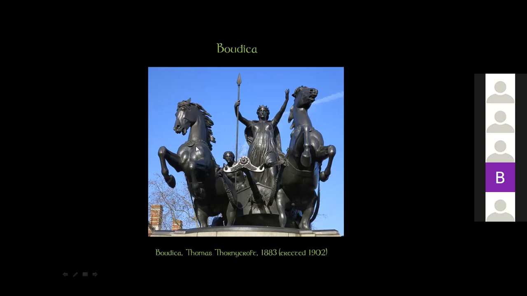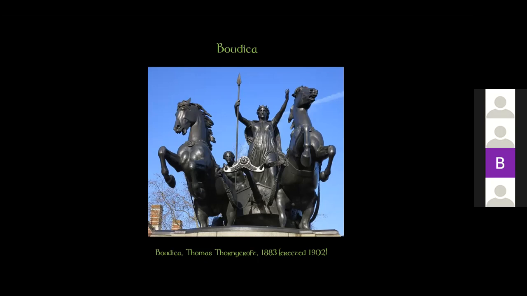So this statue was commissioned by Queen Victoria. You can see down the bottom, it was commissioned in 1883, but it wasn't put up until 1902, and it's beside Westminster in London. The thing was that Queen Victoria wanted a figurehead to represent Englishness or Britishness, something that she could be proud of.